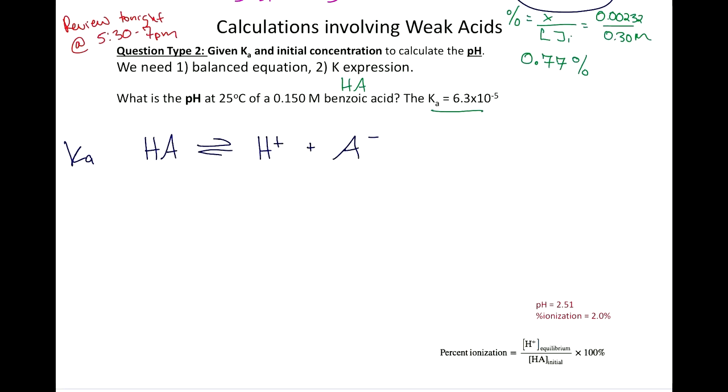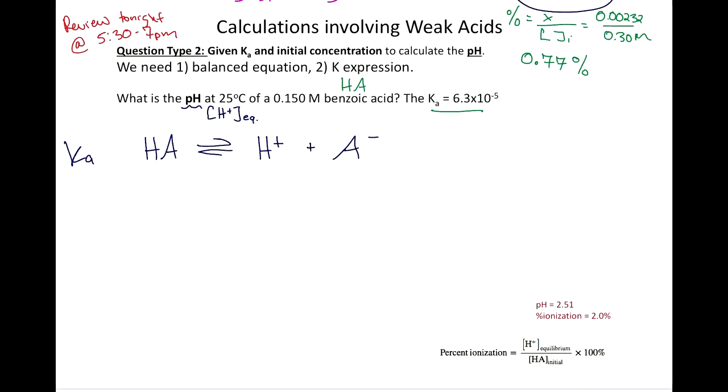So that is a generic Ka expression. It will work with basically any weak acid. You can just call it HA. This could be HF, it could be acetic acid, it could be any one of those acids. This will work. All right, so for pH, we need to calculate the H plus concentration at equilibrium, and then we'll negative log that number.